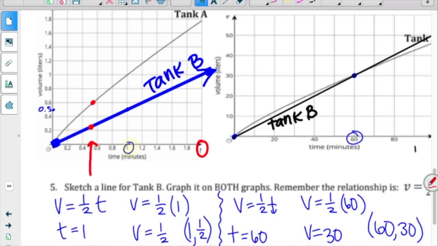And the last one is number 8. At approximately what times do both tanks contain 1 liter of water? 1 liter. Well, 1 liter would show up over here on the left graph. 1 liter's right here. So, how much time for tank A? How much time for tank B to get to that 1 liter bar? Okay, so go ahead and answer those questions.